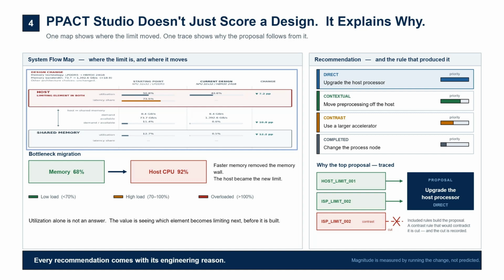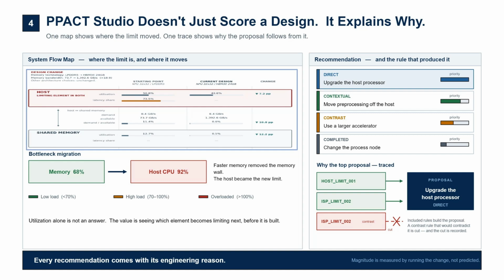This leads to one of the most important characteristics of PPACT Studio. It does not simply score a design. It explains why. On the left, the system flow map shows how the limiting element changes between architectures. On the right, recommendations are classified and traced back to the engineering rules that produce them. A proposal can be direct, contextual, or contrasting. If a rule conflicts with the proposal, that rule can be excluded, and the exclusion is recorded.